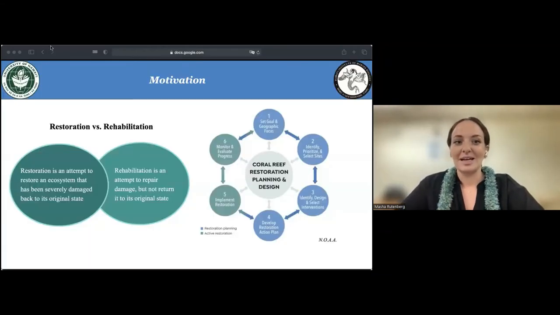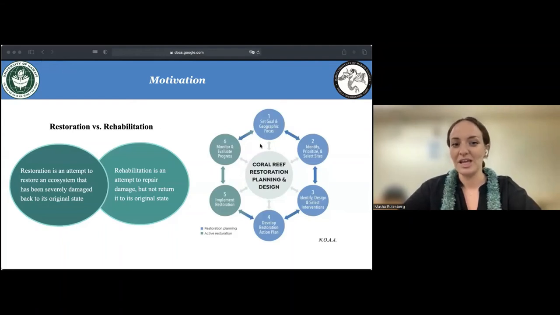Prior to me discussing the motivation behind my thesis, I'd like to point out the difference between the words restoration and rehabilitation. Restoration is an attempt to restore an ecosystem that has been severely damaged back to its original state. However, rehabilitation is an attempt to repair damage but not return to its original state.